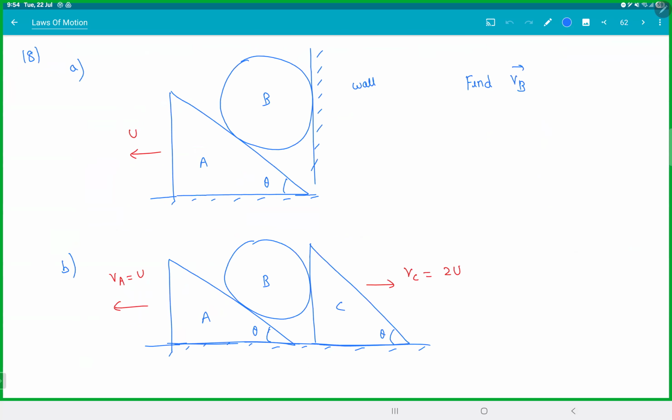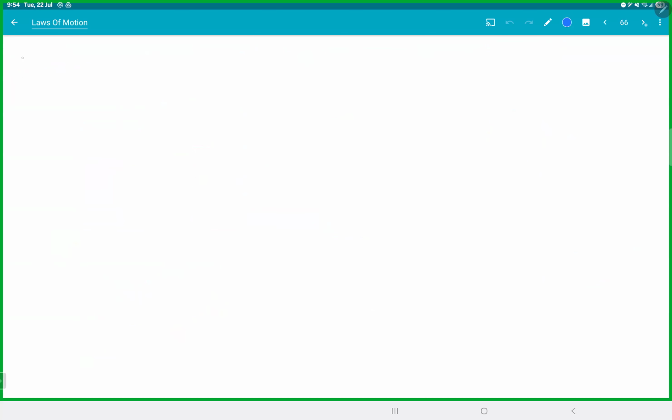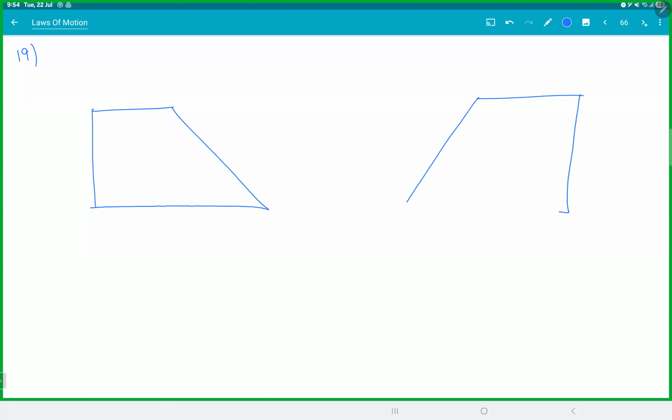Next one. Now you guys try this. And then if you got this rigid body constraint, you're clear. So let's say we got two wedges like this.